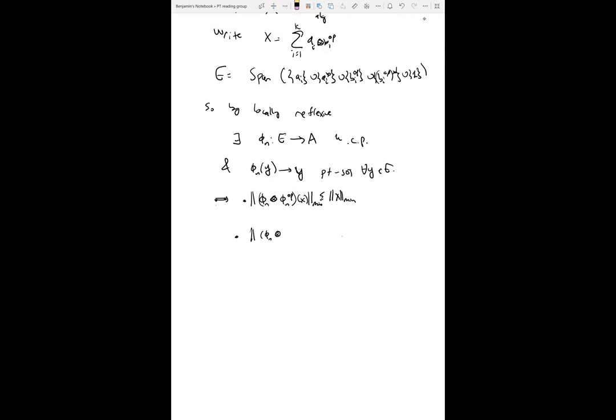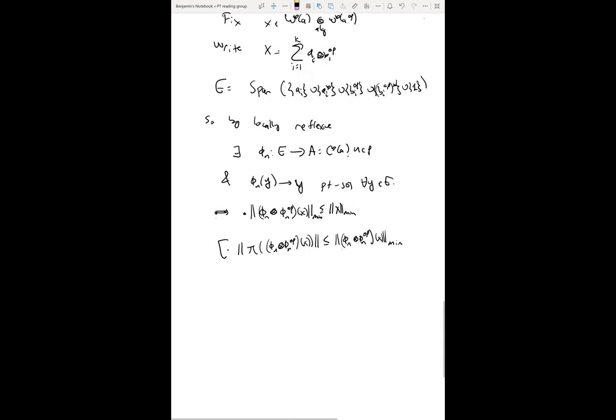First of all, this is true for the min. The other thing that's really important here is when I look at pi of phi n tensor phi n op applied to x, it's less than or equal to this, in the min norm, because the point is these things are now in A tensor A op. So A here is the C star algebra generated by A. And we already checked that on the C star algebra generated by A, we have this second estimate. So that was this statement here.